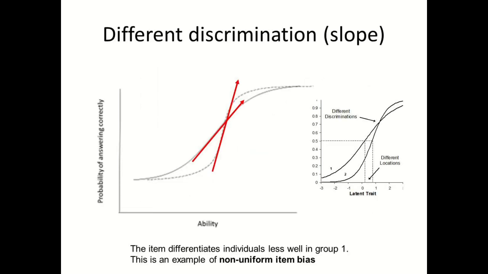And obviously we can now look at different slopes, different discrimination parameters. This item obviously discriminates really well around this level of ability, whereas this item has a much shallower slope, and therefore doesn't really discriminate that well. This is also often called non-uniform item bias. Why non-uniform? Because these lines intersect, and there's no uniform increase that is constant across different levels of ability.